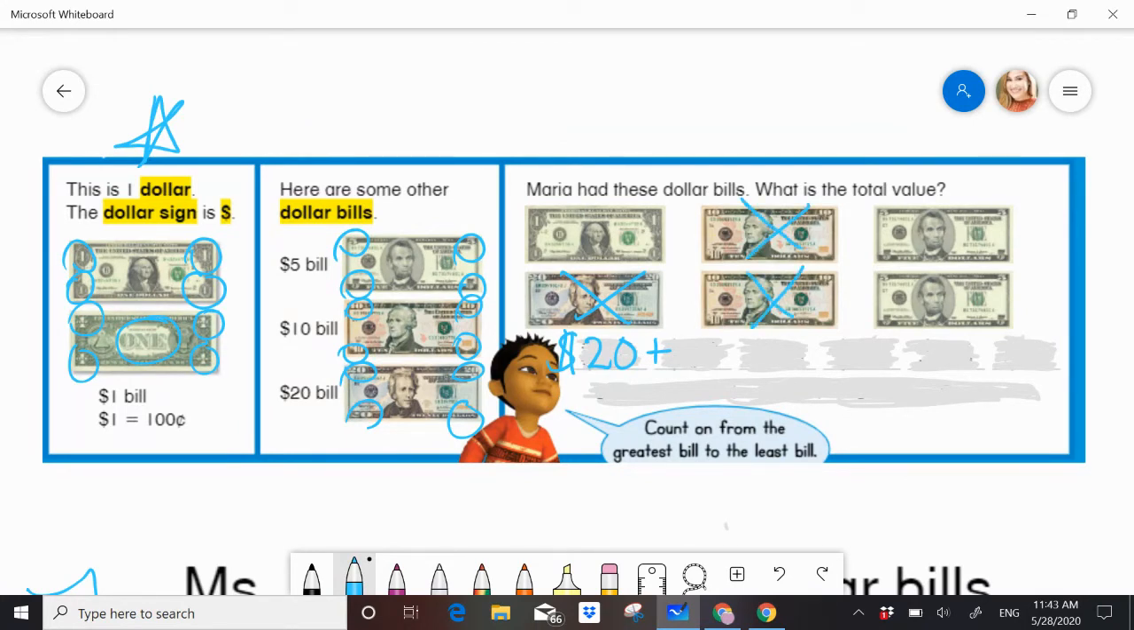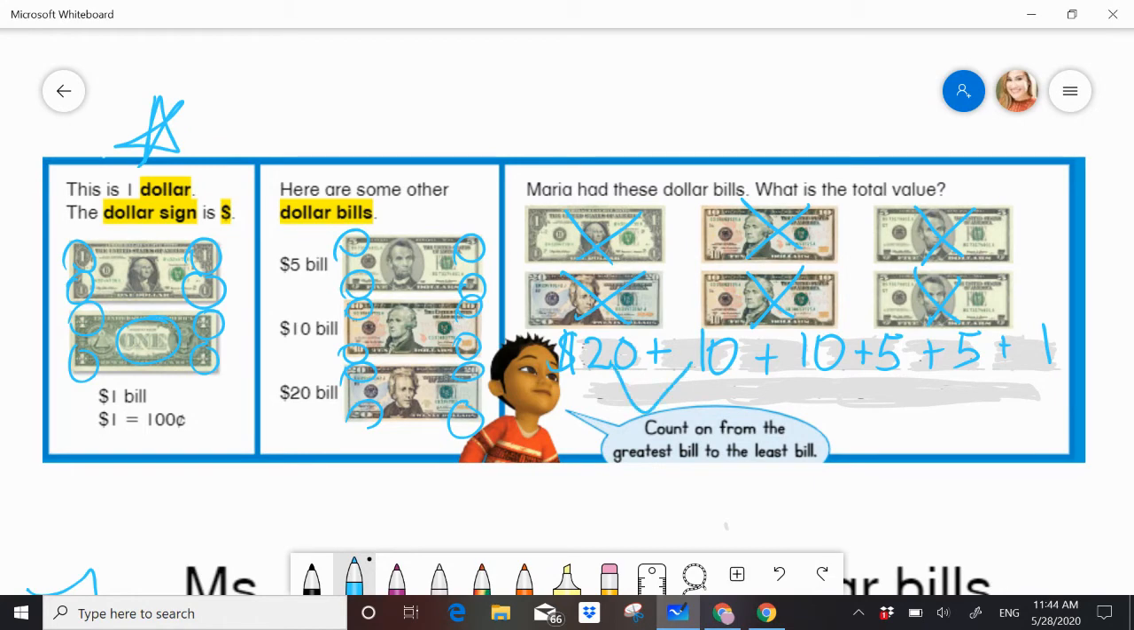I see two $10 plus 10 plus 10. So 20 plus 10 plus 10. I don't see any more 10s, but the next highest would be 5. I see two $5 bills plus 5 plus 5. And then there's one last one that's just 1. Now I'm going to add all this up.